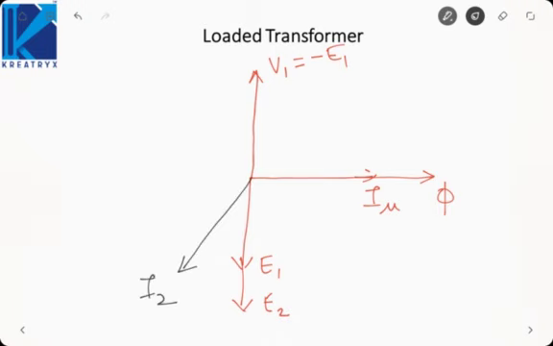Now, since we have connected a load across the secondary, there will be some load current I2, and I am assuming that the load that we have connected is lagging power factor. It is lagging the voltage by a power factor angle phi 2. The load that we have connected across the secondary winding is lagging load.